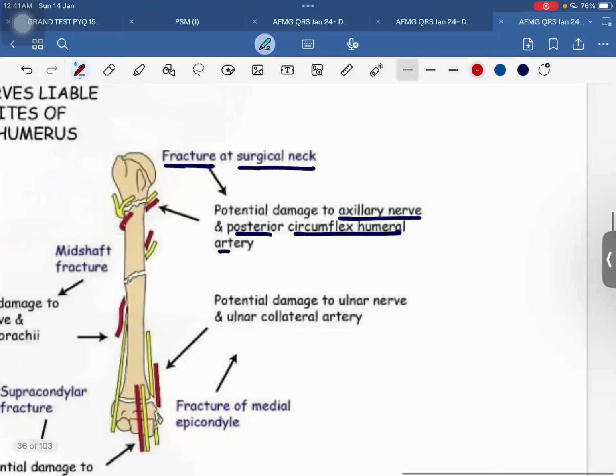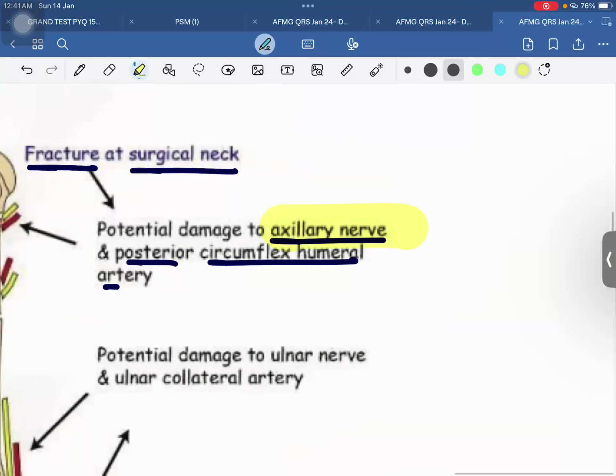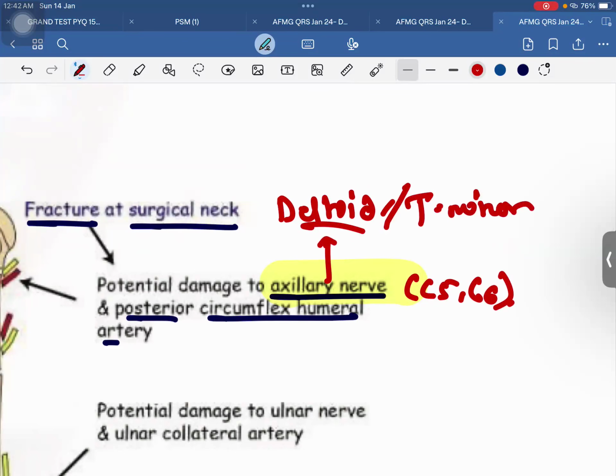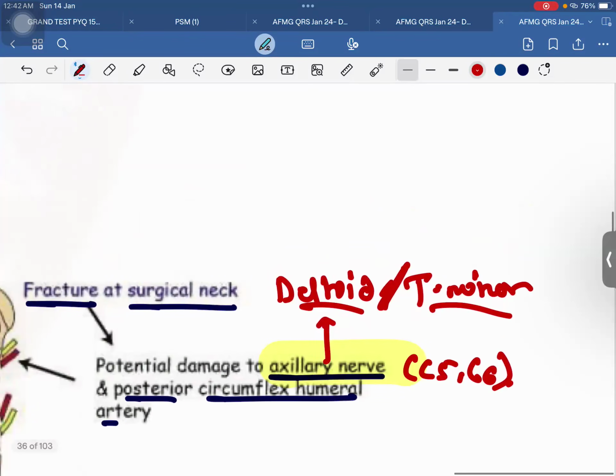And whenever there will be damage to the axillary nerve, what is the root value of this nerve? The axillary nerve root value C5, C6. Whenever there will be damage, there will be weakness or paralysis of which two muscles? Definitely there will be loss of function of the deltoid muscle, and the second one being the teres minor muscle. So deltoid and teres minor are the two muscles which are supplied by the axillary nerve. So the patient will have weakness or loss of functions of these muscles. What is the main function of the deltoid? We know, it is mainly responsible for abduction, the lateral movement of your arm.